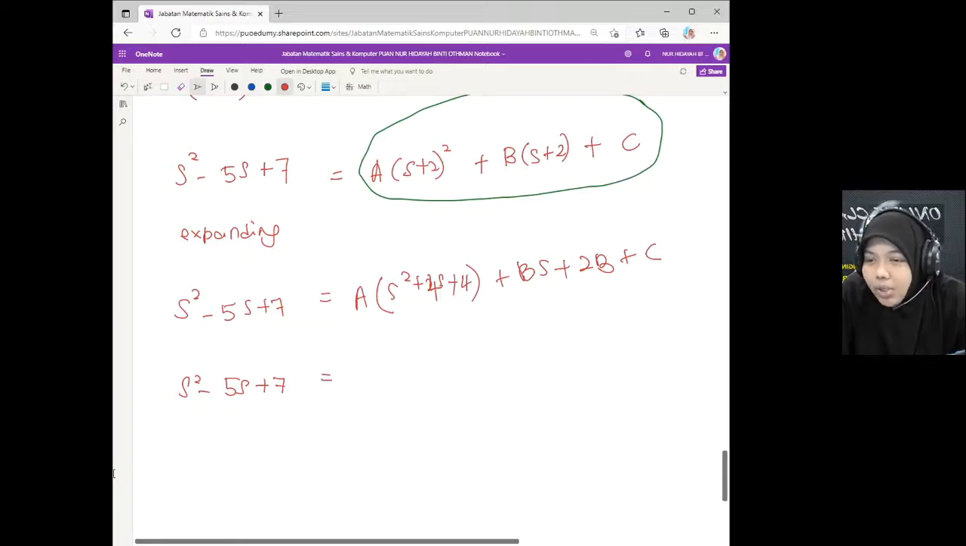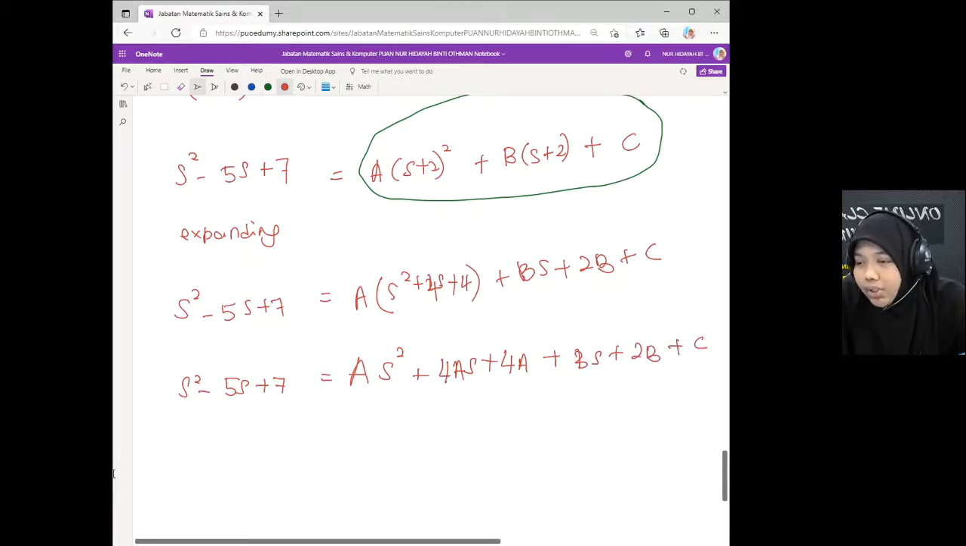Okay, kita pecahkan pula. Bila ni kita akan kembangkan lagi. As squared tambah 4As tambah 4A. Okay, tambah Bs tambah 2B. Tak kisahlah 2 ke B kat depan boleh. Macam ni s kat depan boleh, B pun boleh kat depan. Tapi kita biasakan s tu berada di belakang lah untuk yang ada s. Yang tak ada s, dia tak ada masalah.